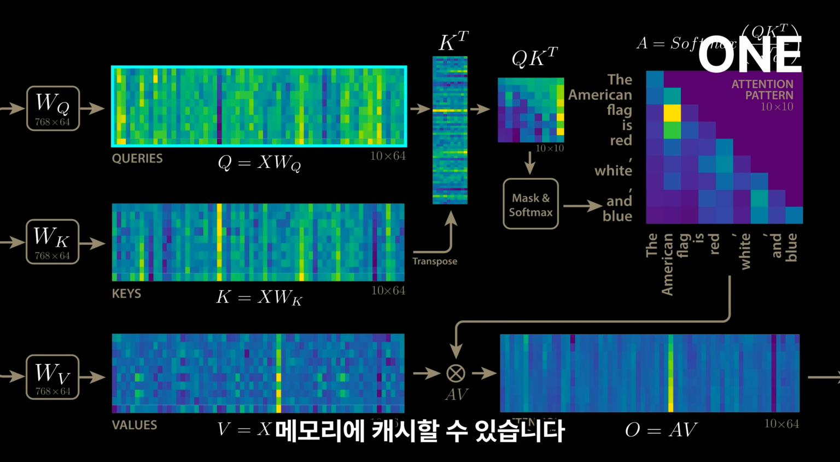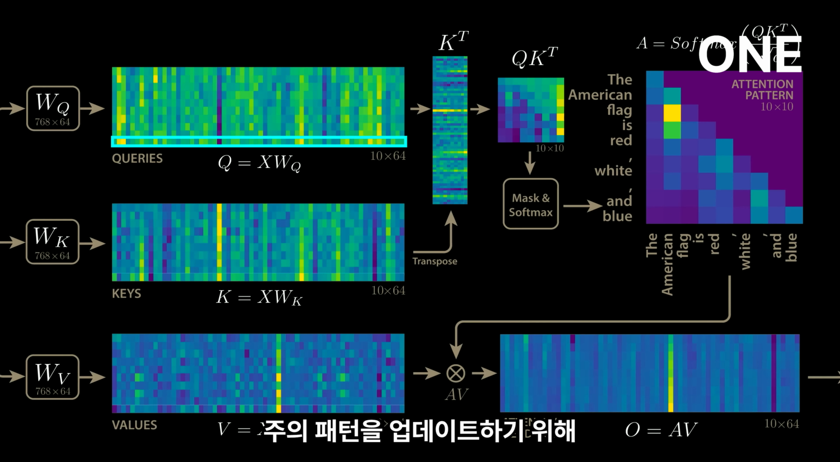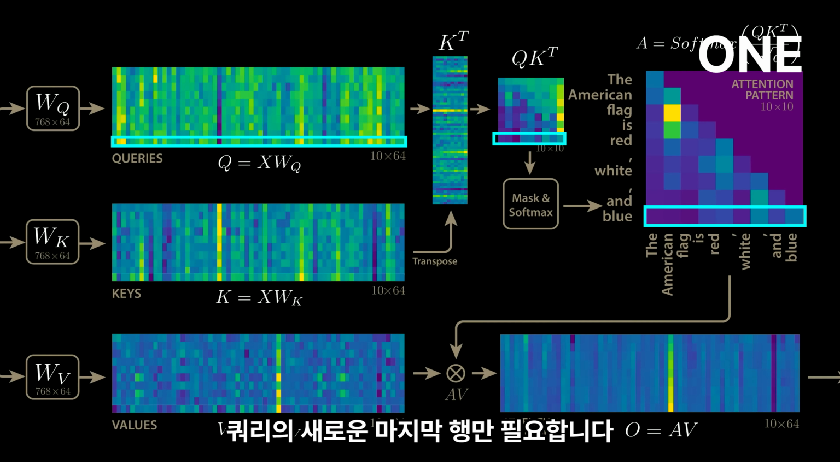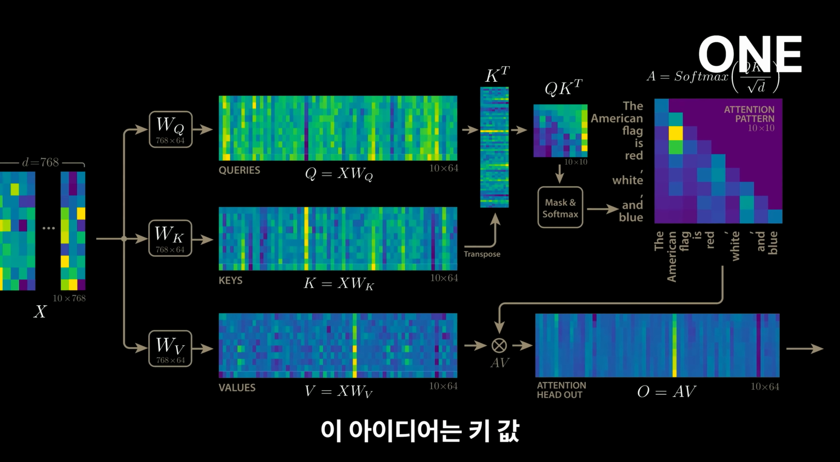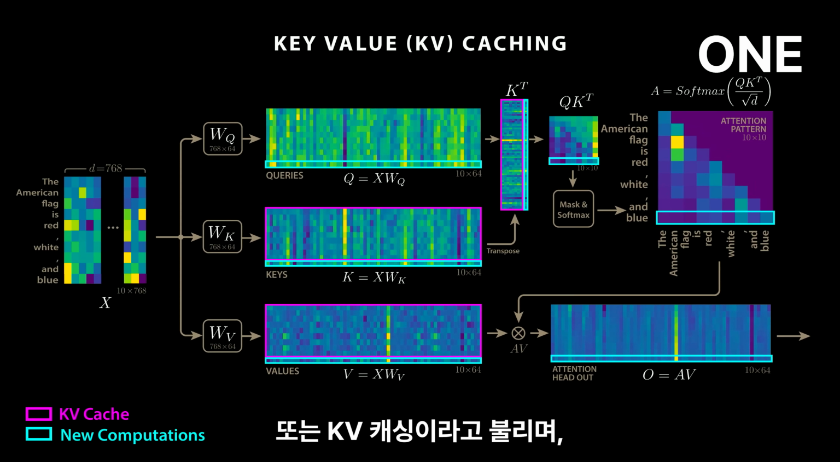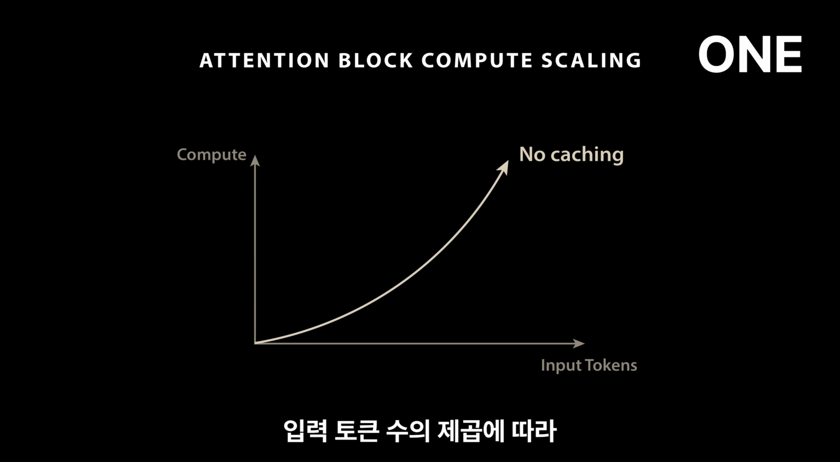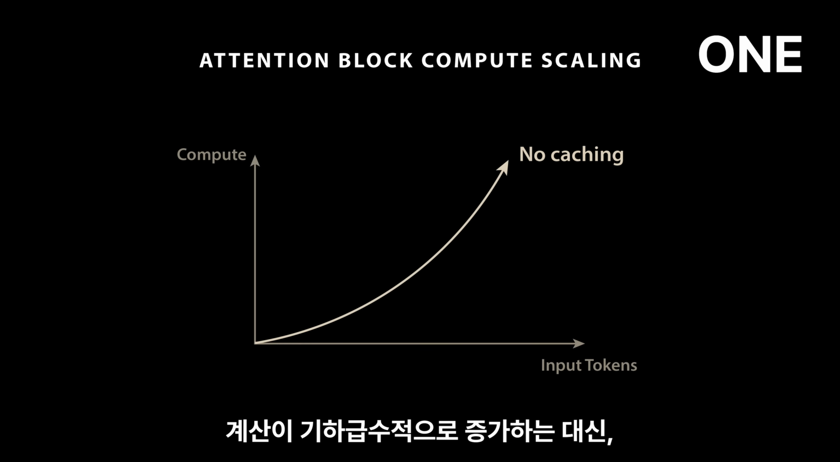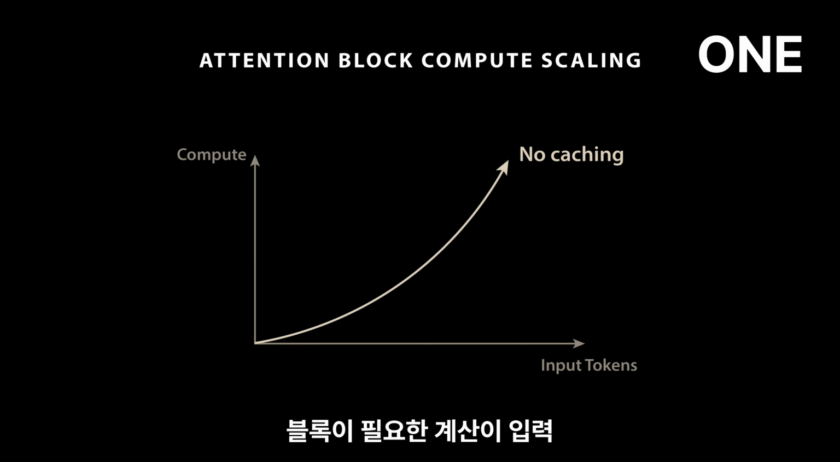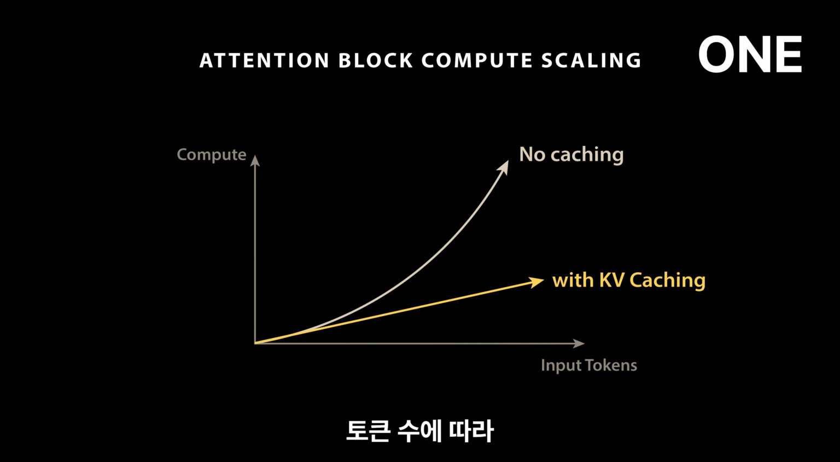Note that there's no need to cache the queries, since we only need the new final row of our queries to update our attention pattern. This idea is called key value or KV caching, and is a critical part of large language model infrastructure. Instead of compute growing quadratically as the square of the number of input tokens, key value caching means that the compute required by the model's attention blocks scales linearly with the number of input tokens.